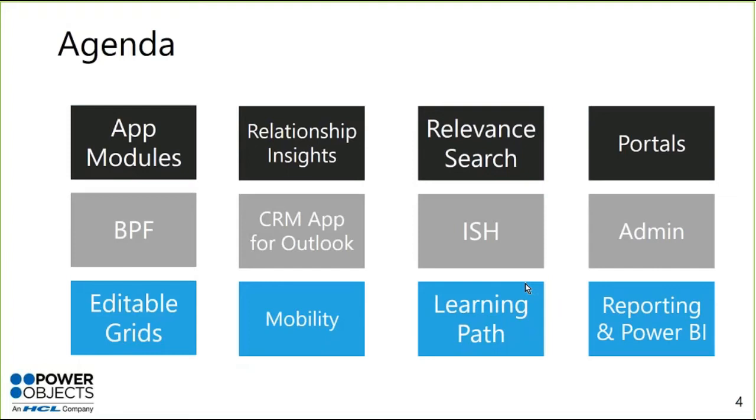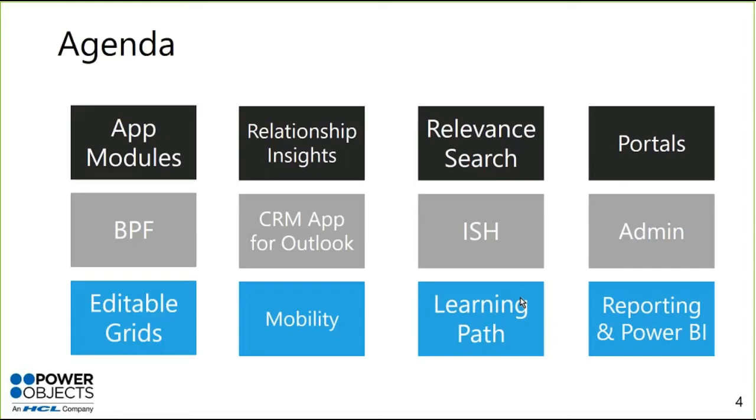So what are we going to cover today? There are actually 12 tiles up here because there's that much cool stuff. We have the app modules in Dynamics 365 here. We've got relationship insights, relevance search, portals, business process flows. So for those of you who aren't totally up on every single acronym, BPF is how I will continually reference business process flows. We have the CRM app for Outlook.